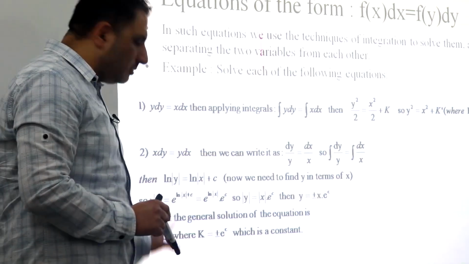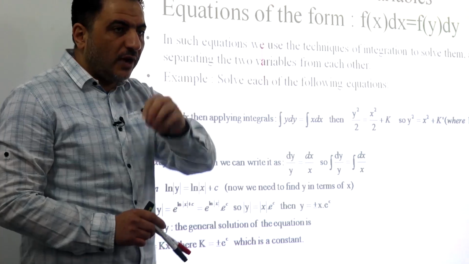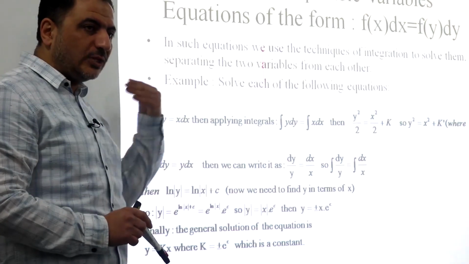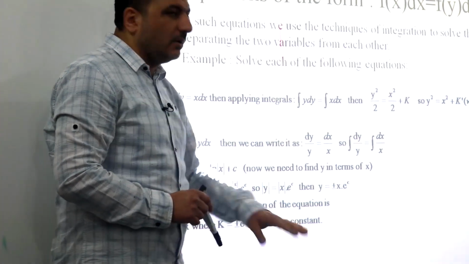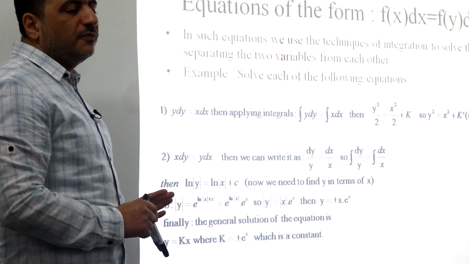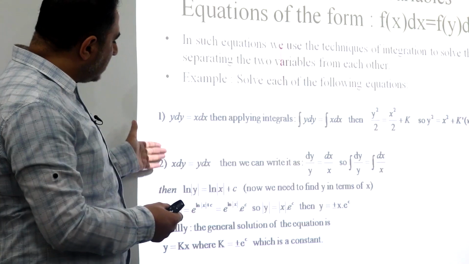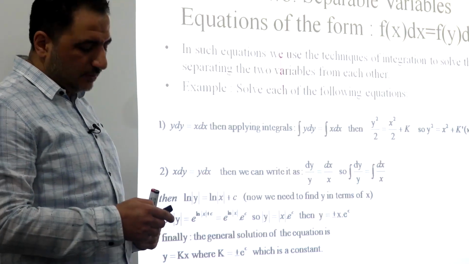We don't care about k. Observe, k is any constant. To find it, we need another piece of information, as we saw previously. And k here is a constant. Simply, this is one of the equations in which we are able to separate the variables.